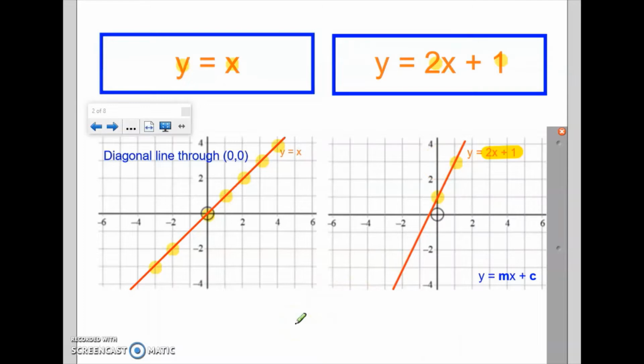Okay, so that was just a recap of 4 basic linear graphs, straight line graphs that we should already understand. Now let's have a look at using them to graph some inequalities.